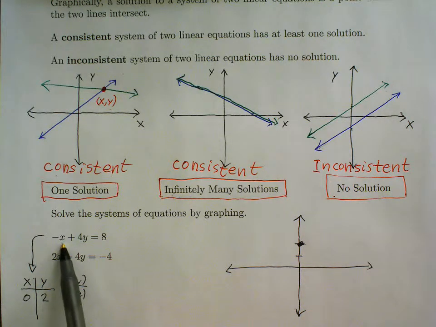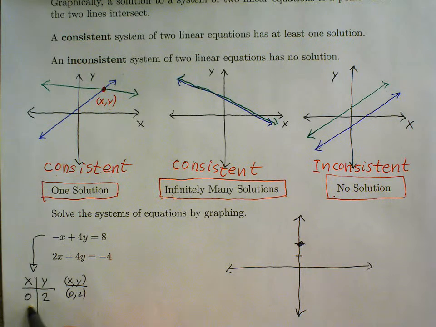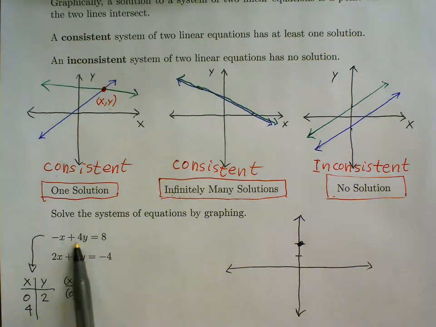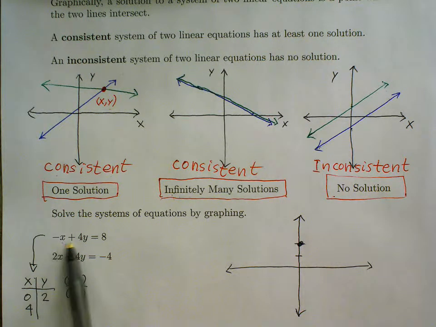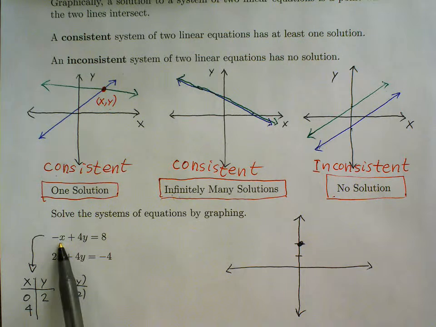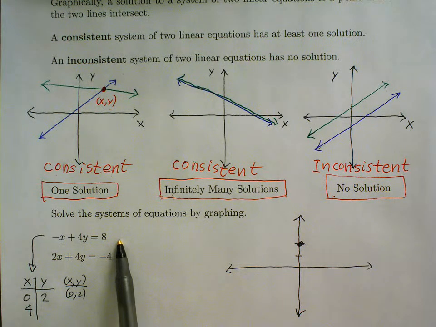And let's see, this time I'm going to pick x to be 4. So when x is 4, then I have -4 plus 4y equals 8. If I add 4 to both sides, I get 4y equals 12. And so y will be equal to 3. So I get the ordered pair 4, 3.